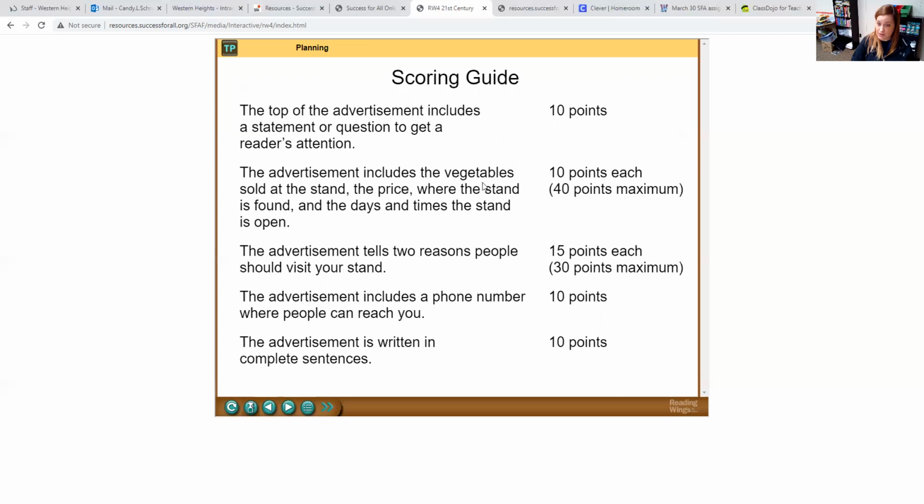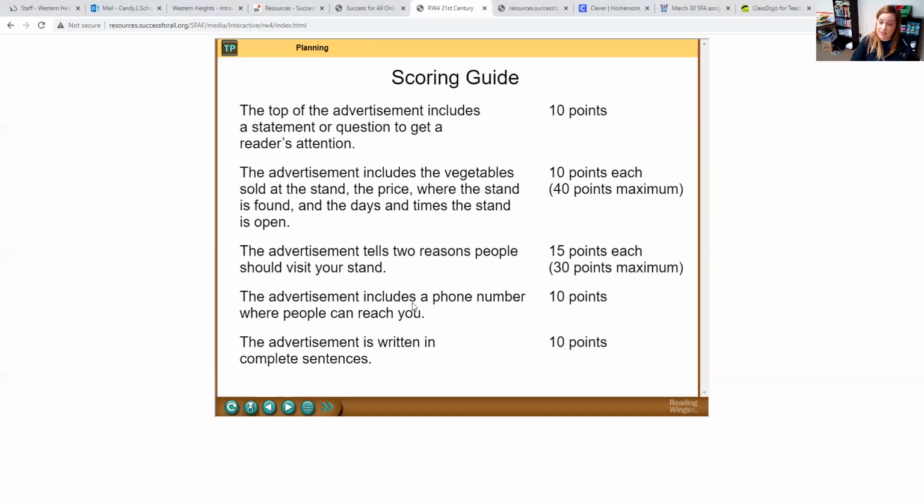So each one of those things is worth 10 points. So that's 40 points, 1 for each thing. You're going to have the vegetables, what kind of vegetables, the prices, where you can find your stand, and the days and times the stand is open. Then the advertisement tells 2 reasons people should visit your stand. So these are things that make them want to come. So those are worth 15 points each.